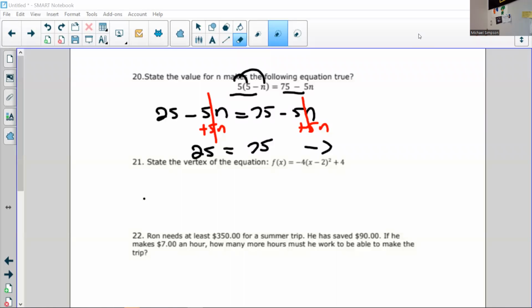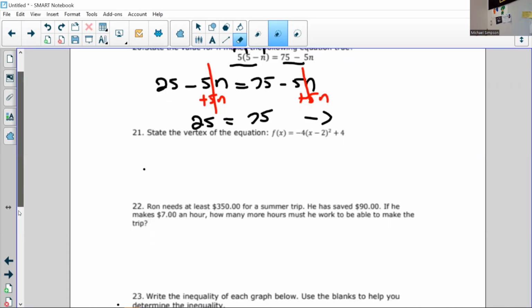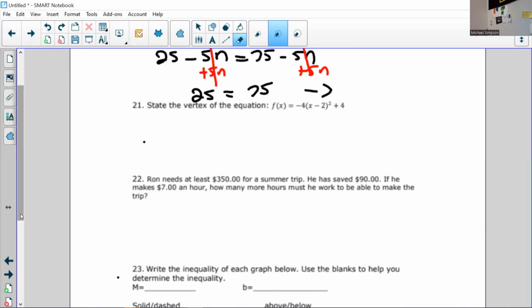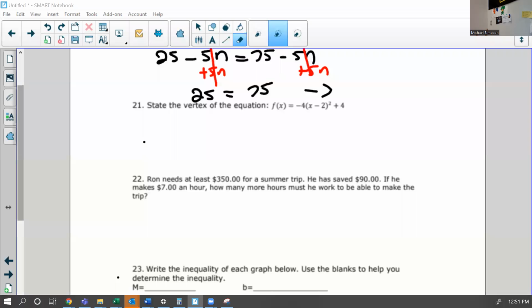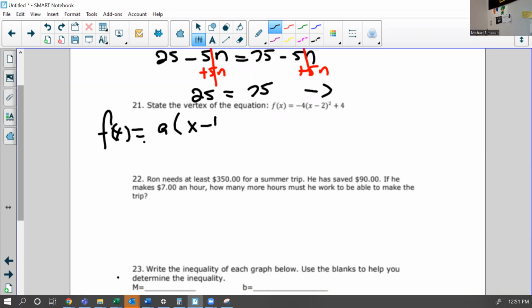Our class A, we are on number 21. It says state the vertex of the equation. So remember, the equation format is f of x is equal to a(x minus h) squared plus k, right? And so remember, the vertex is just (h, k).